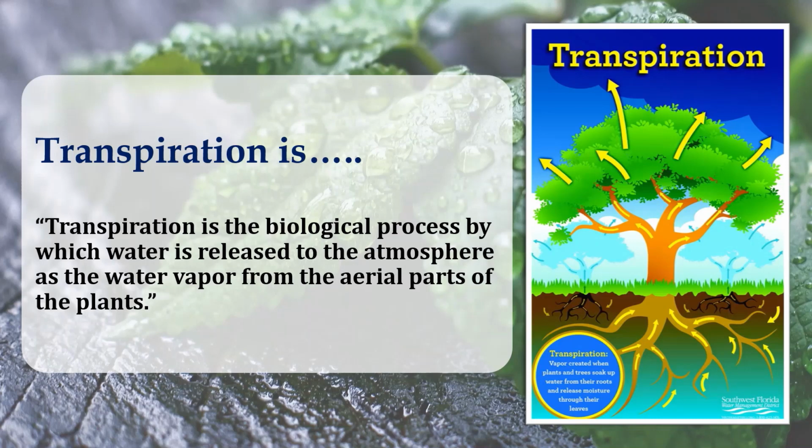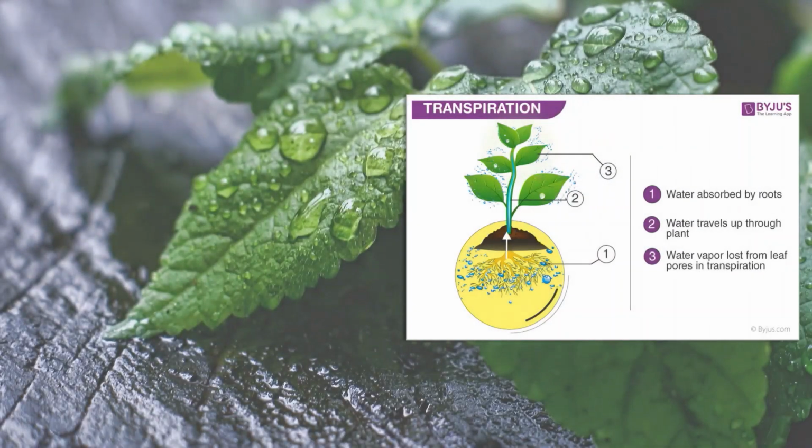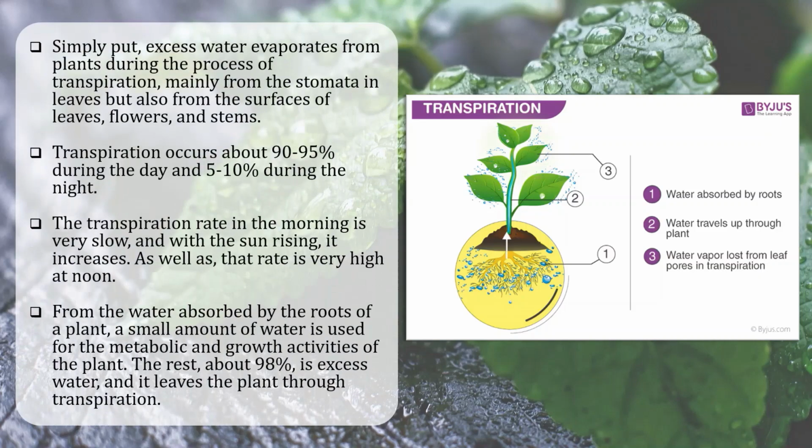Transpiration is the biological process by which water is released to the atmosphere as water vapor from the aerial parts of the plant. Transpiration occurs about 90 to 95% during the day and 5 to 10% during the night. When we consider the transpiration rate, in the morning it is very slow, and with the sun rising it increases, as well as that rate is very high at noon.